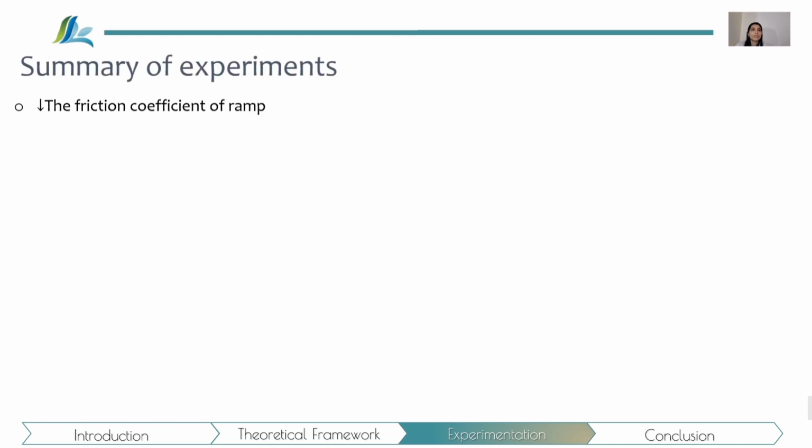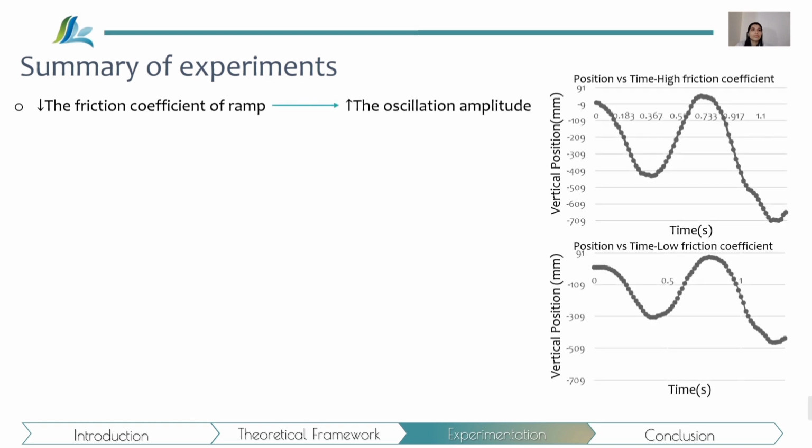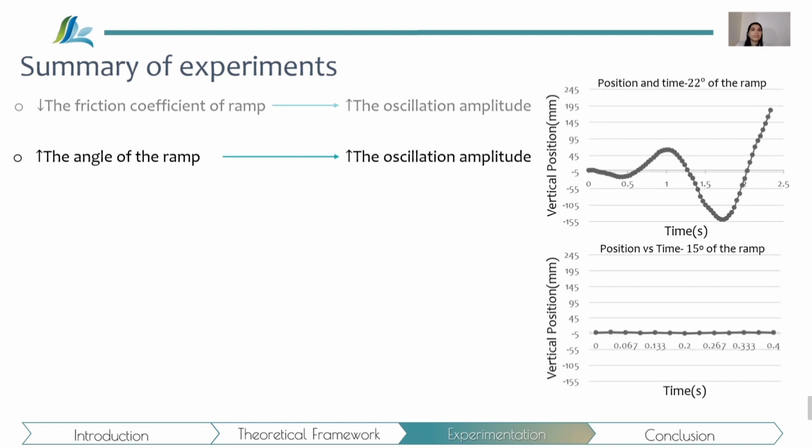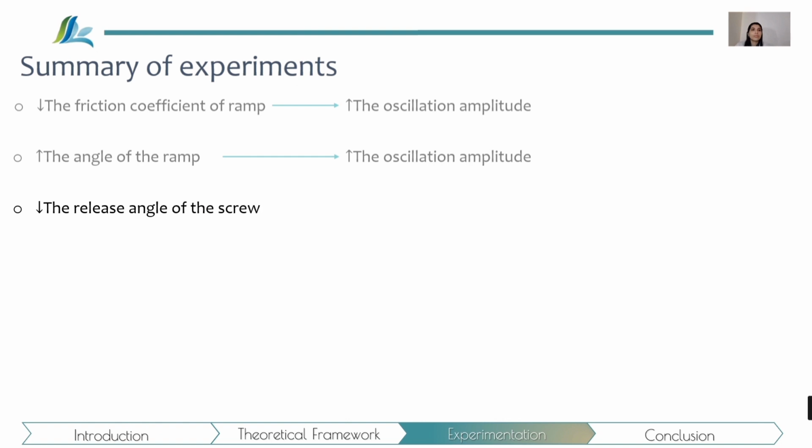This is a summary of the experiment's results. By decreasing the friction coefficient of the ramp, the oscillation amplitude increases. By increasing the angle of the ramp, the oscillation amplitude increases. By decreasing the release angle of the screw, the oscillation amplitude decreases.